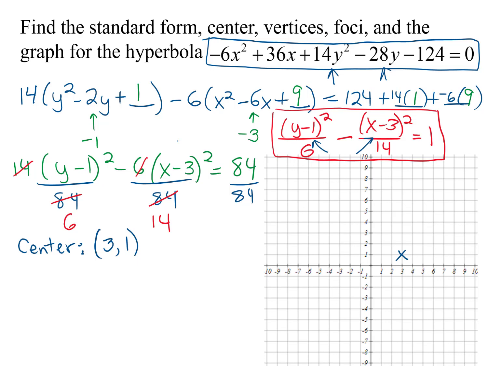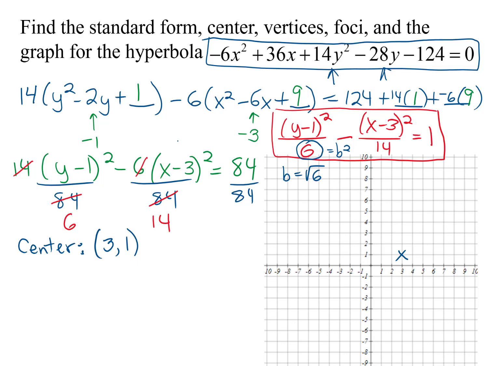Now I'm ready to look and see what the denominators are of these terms so that I know how far to move from the center in each direction. I see that I have a 6 underneath that positive y squared, and so that is b squared. So b is going to be the square root of 6. So in the y direction from the center, I need to move up the square root of 6 and down the square root of 6.